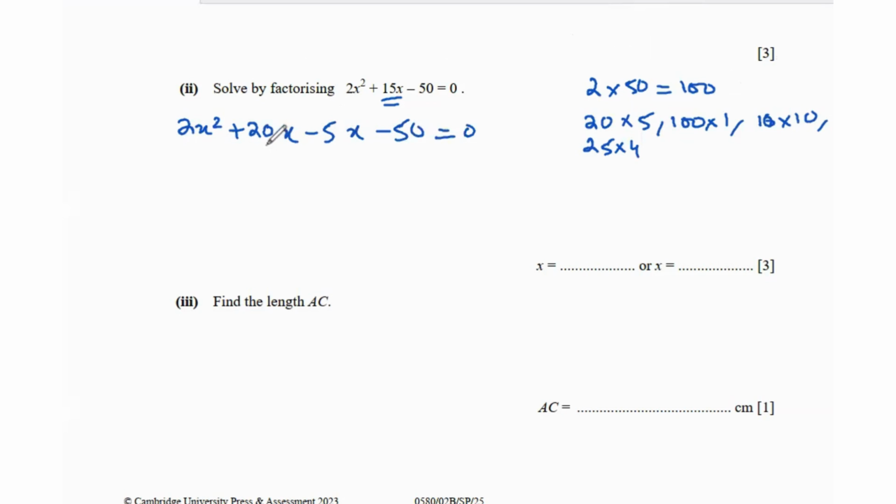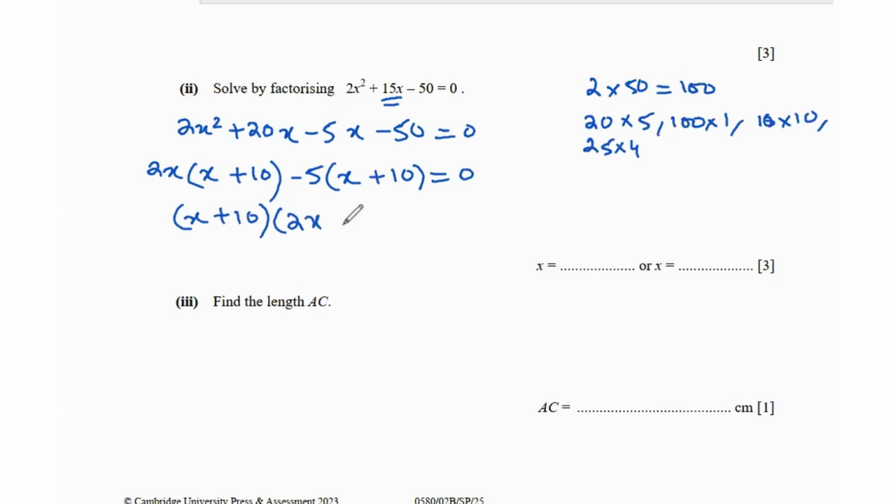Then factor by grouping. The first two terms make one group and the last two terms make another group. Between the first two terms, we have 2x common, so x plus 10 in the bracket. And the last two terms have negative 5 common, so again x plus 10 in the bracket. So x plus 10 is common, and 2x minus 5 goes in the other bracket. So x equals -10 and x equals 5/2. These are the two values.